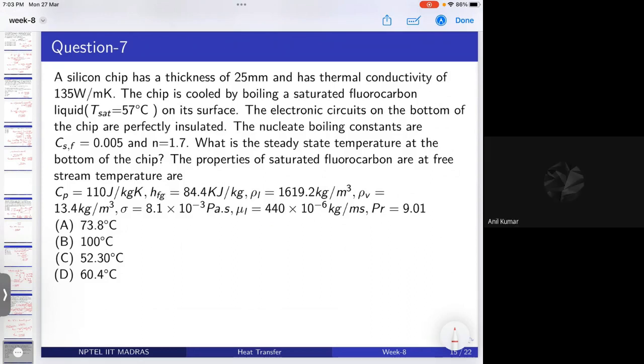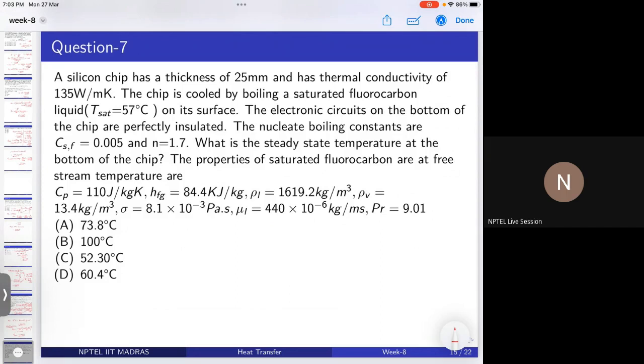But sir, that Rohsenow equation is for water, but here the fluid is different. No, Rohsenow is not only for water.